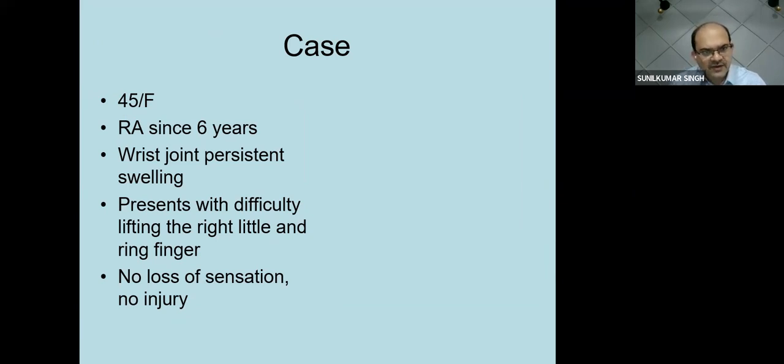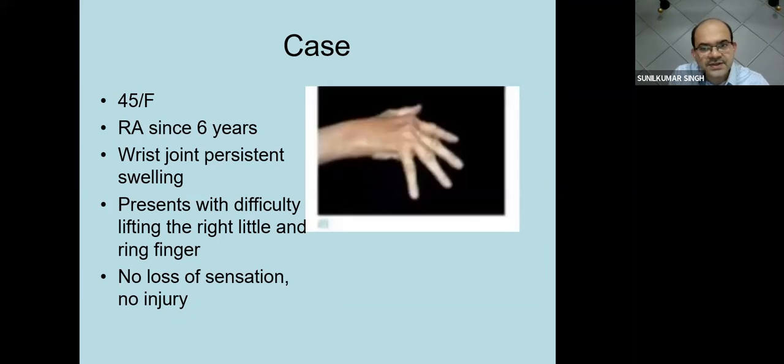So you look at this 45-year-old lady who has rheumatoid arthritis for 6 years and wrist joint swelling. And then she suddenly presents to the clinic and says that I have difficulty lifting the right little and ring finger. And you ask for any sensory loss or any injuries, and there is nil loss of sensation. And this is the clinical picture. And one should keep this in mind. And this is the finger drop, which results from the rupture of the extensor tendon of digiti minimi.